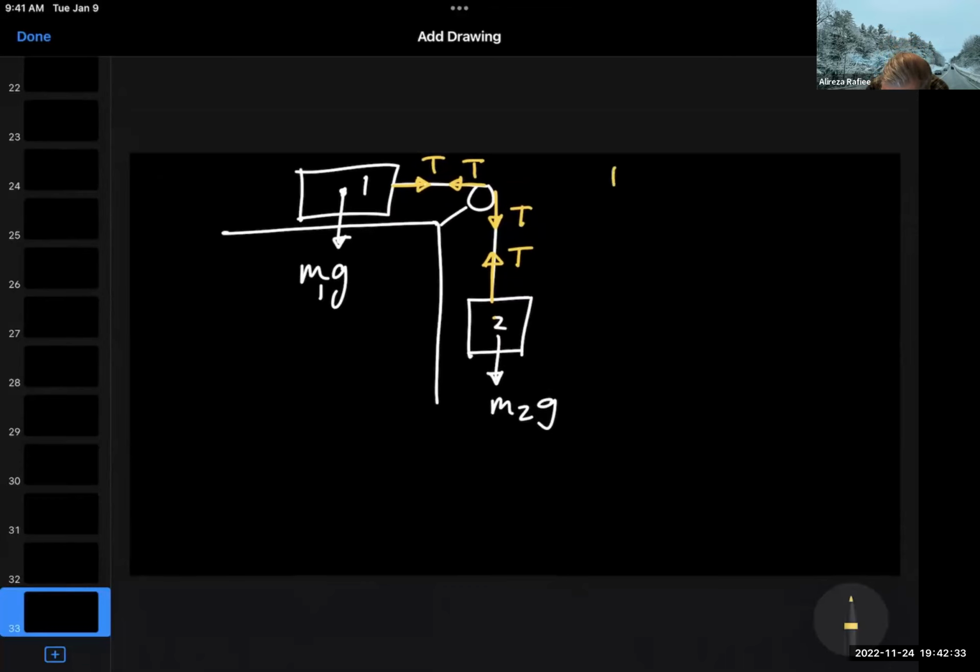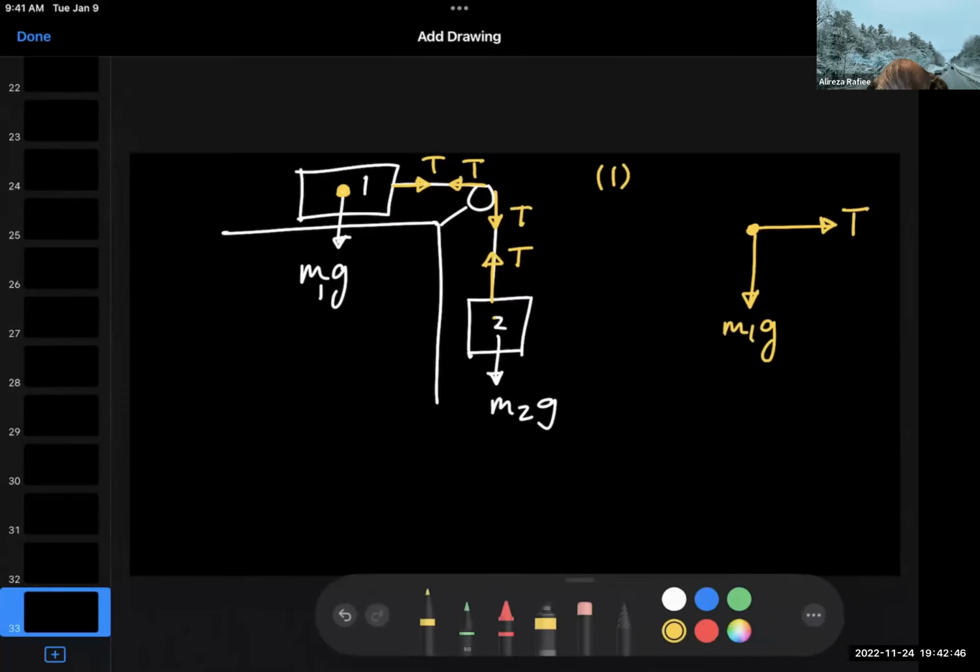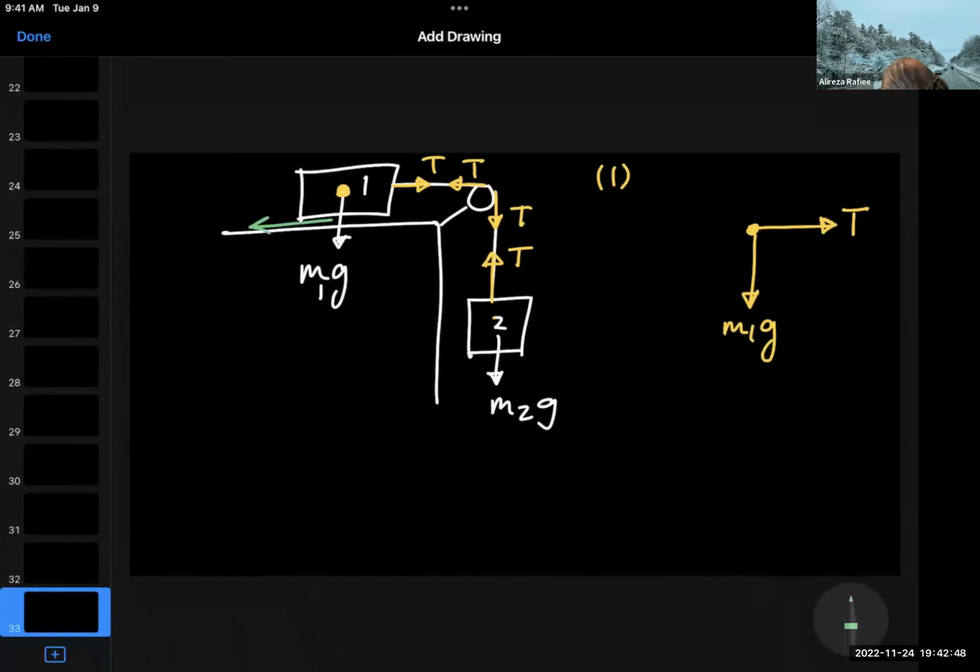So for the object 1, then I would have a mass here. Then there would be an m1g downward. There will be a tension T to the right side. Let's say there is a little tiny friction to the left, right? F of 1. So I will have F of 1. And then it's on the surface, so there will be a normal force upward, call it N1. So that would be the free body diagram for the object 1.